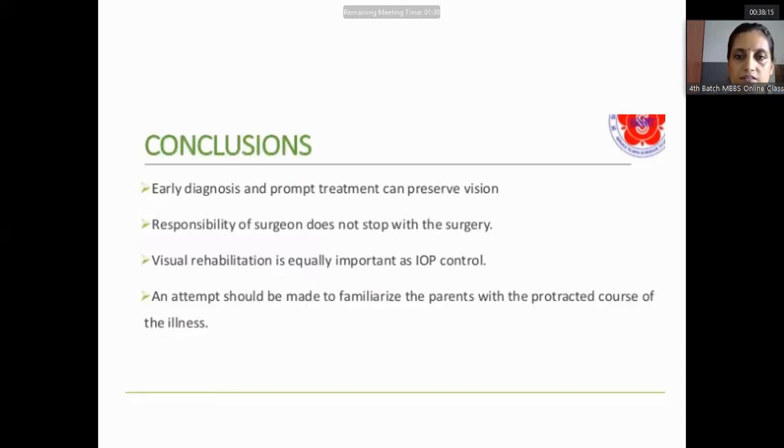The responsibility of the surgeon does not stop with the surgery. This is also very important. Visual rehabilitation is equally important as IOP control, and attempts should be made to familiarize the parents with the protracted course of the illness. So parent counseling is very important in congenital glaucoma treatment, because it is a lifelong treatment of the child at different ages.